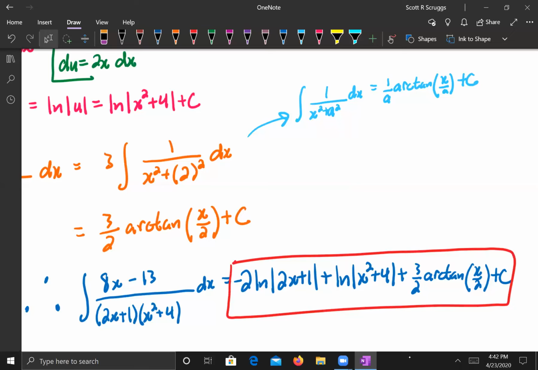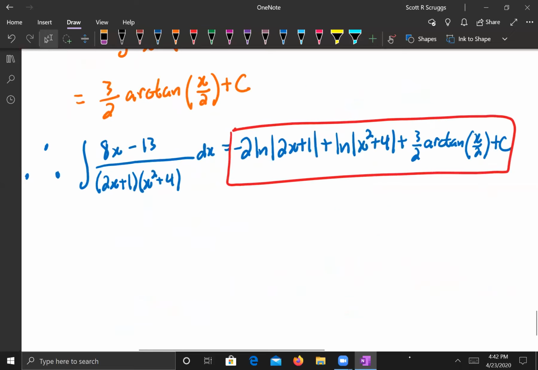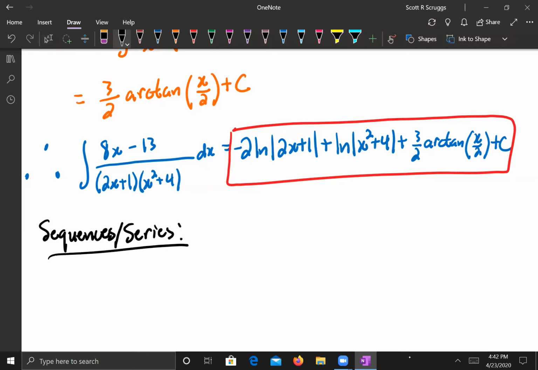Alrighty. In that case, we'll move on to reviewing sequences and series. And for this one, this is doing a lot more hands-on, because I think the best way to learn sequences and series is to do a lot of problems.